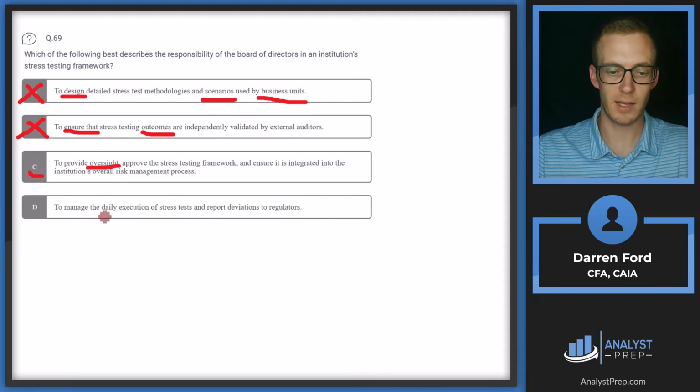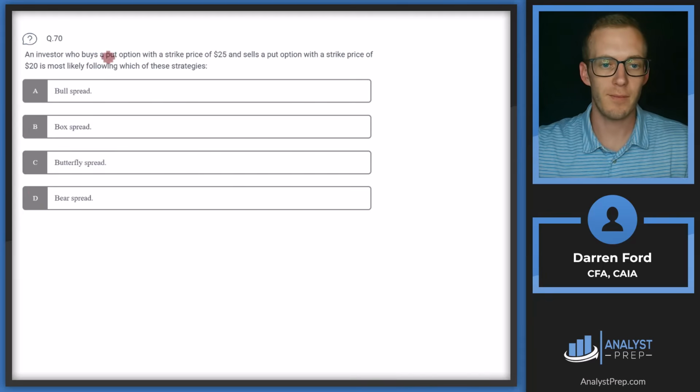And then D, to manage daily execution of stress tests and report deviations to regulators. Again, this goes against what we just talked about in C. That day-to-day stuff is going to be run by the companies. Again, the board of directors are there to give advice and provide that oversight. Answer C.